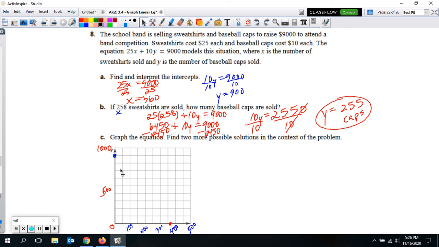And now I'm just going to connect the dots. Since it's a real-life situation problem, I'm not going to draw a line through them. I'm going to make more of a line segment on this one. If you just connect the two dots, that draws your line, because all the information you want to see is just in between these two points. And so now this can help us with what it says here: find two more possible solutions in the context of the problem.